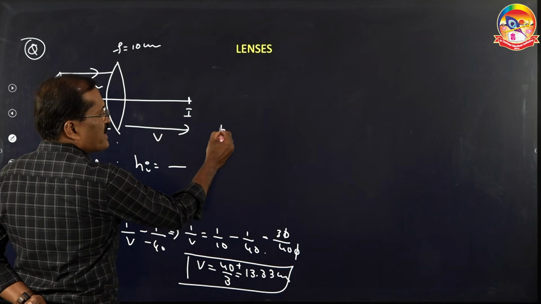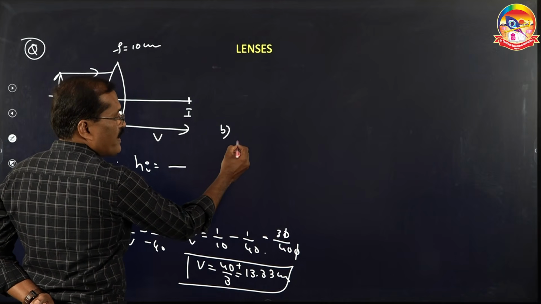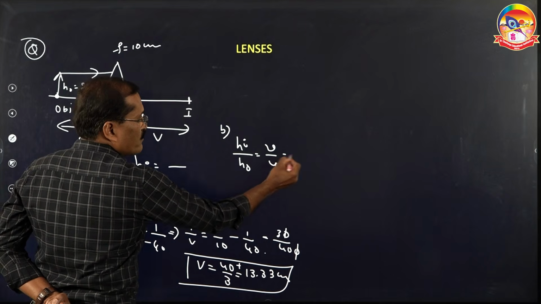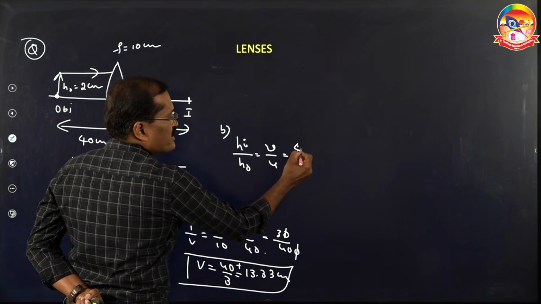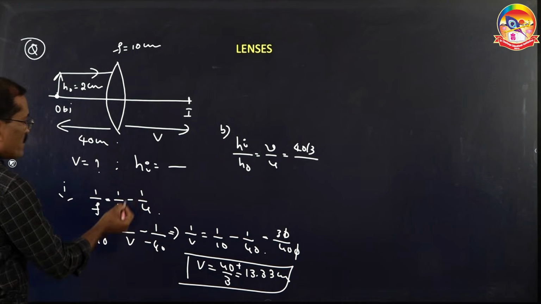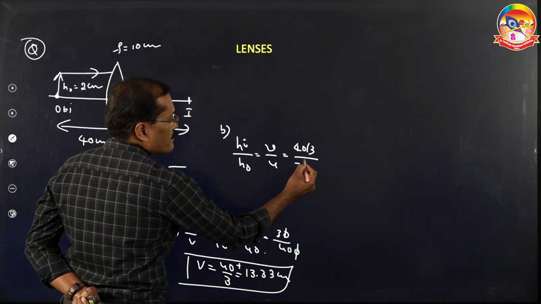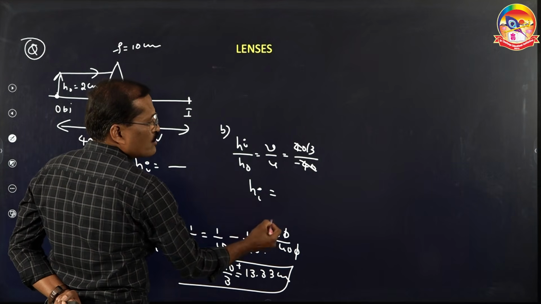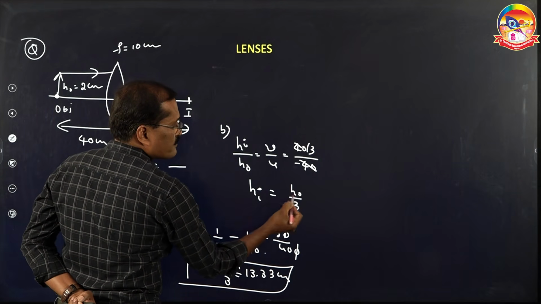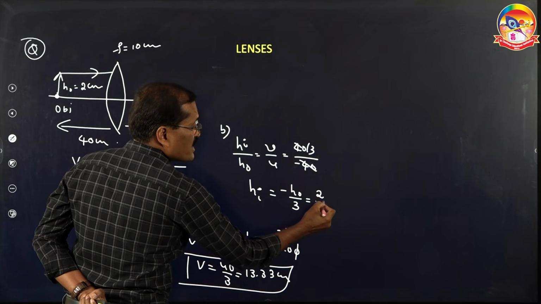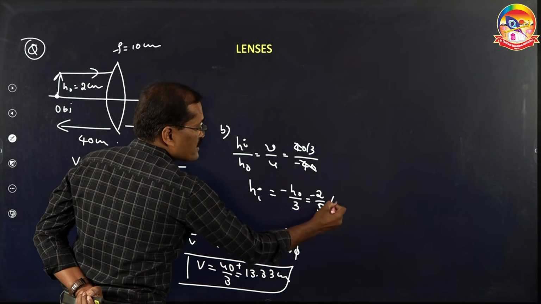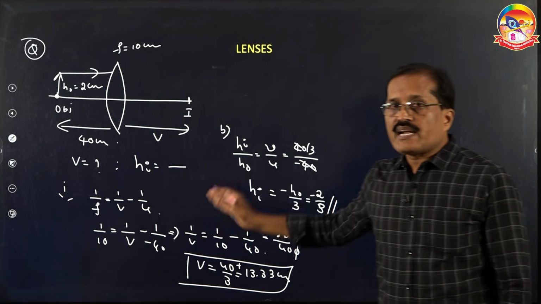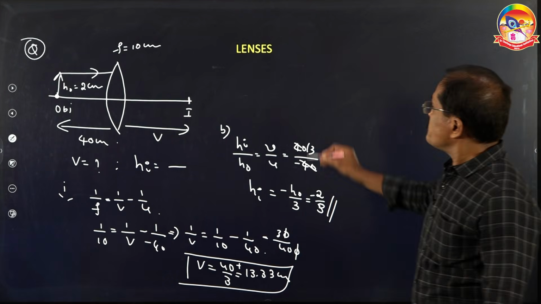Next one, children, here magnification we know the formula. Height of image by height of object is equal to v by u, which is equal to v is plus 40 by 3, and object distance is minus 40, which is equal to 1 by 3. So height of image is equal to height of object by 3, and height of object is 2 centimeter. That gives 2 by 3 centimeters. This is about the lenses. Okay. This is one of the important ones, and we have some questions and you can check that here.